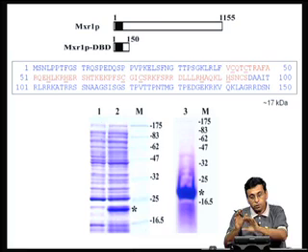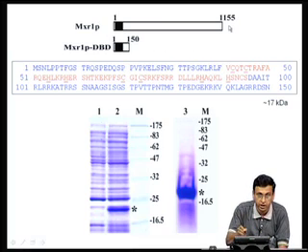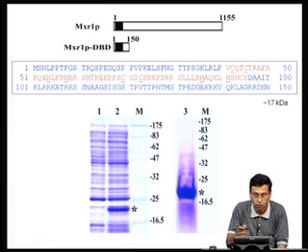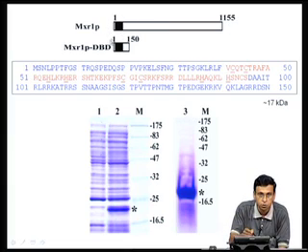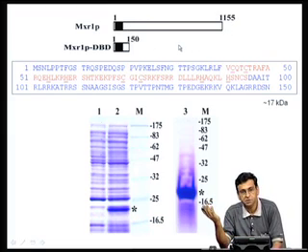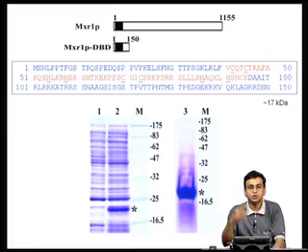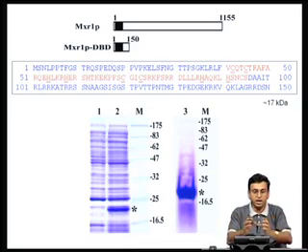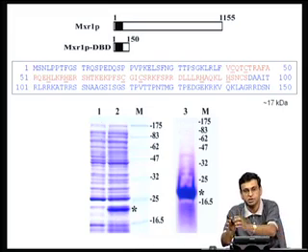Now again, I told you MXR1P is a zinc finger protein, and just as in any transcription factor, it must contain two domains. One is the DNA binding domain, which contains two zinc fingers, and somewhere in the rest of the protein there must be a transcription activation domain. Now as is known for many transcription factors, these two domains must be separable. That means the DNA binding domain must be separable from the transcription activation domain.